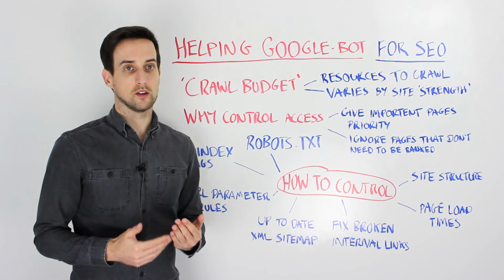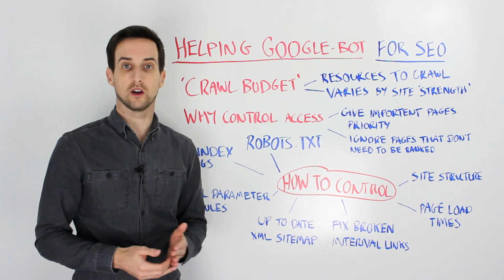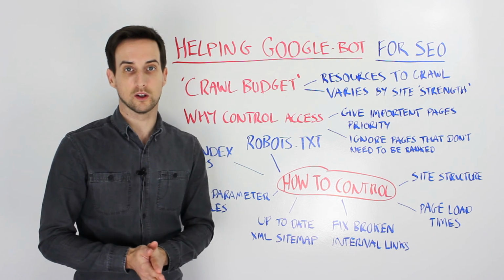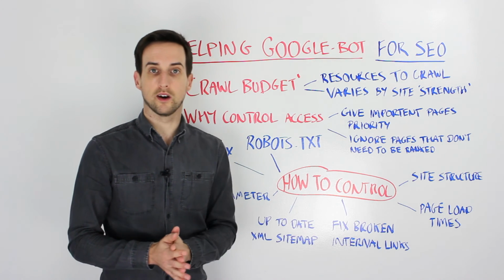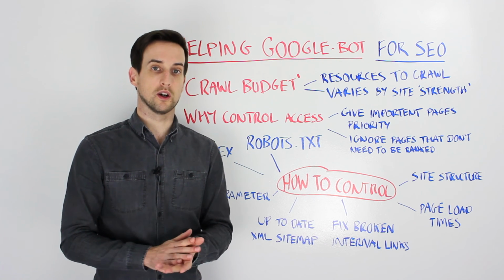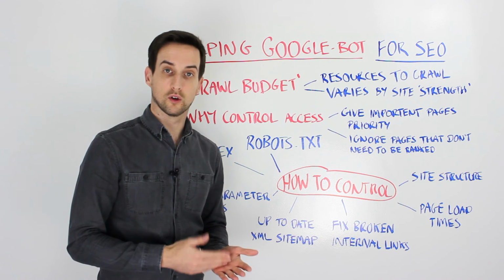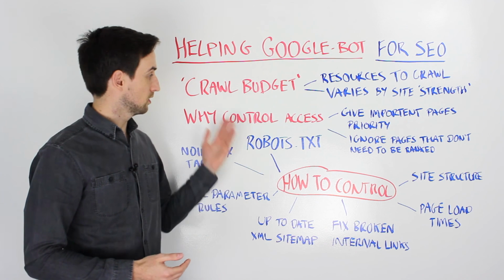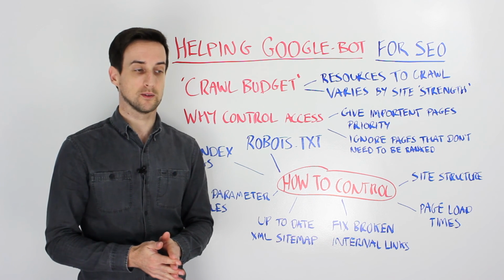The last one I've got here is page load times. As you'd imagine, the faster your page loads, the more pages Google can get through within this allocated crawl budget. So there are a lot of blog posts and tools out there that help you identify ways to speed up your page load time. But if you do it across your website, you can really make a big difference to how many pages have been crawled and indexed within that crawl budget.